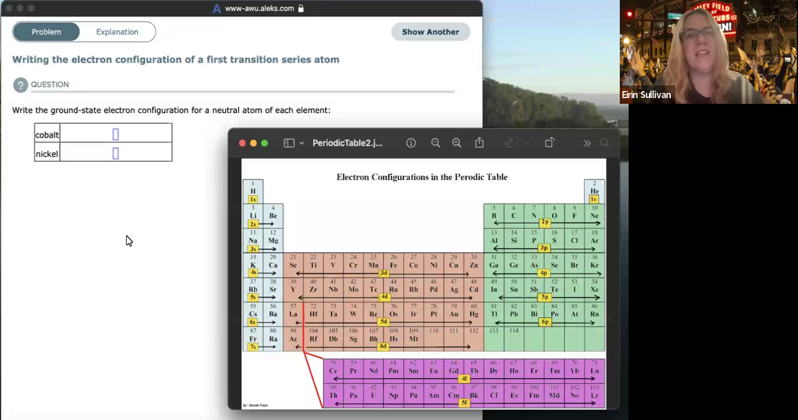Okay, so I haven't been entirely honest with you when I was talking about how easy it is to write the electronic configurations of transition metals. So they are kind of funny, and there's actually two exceptions that you need to know about.